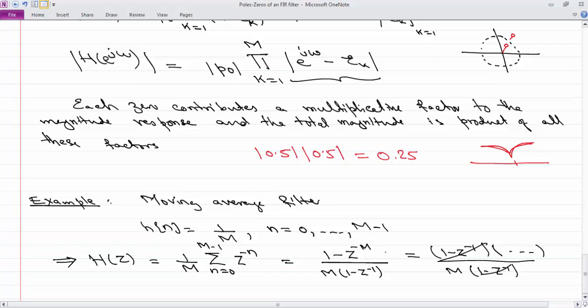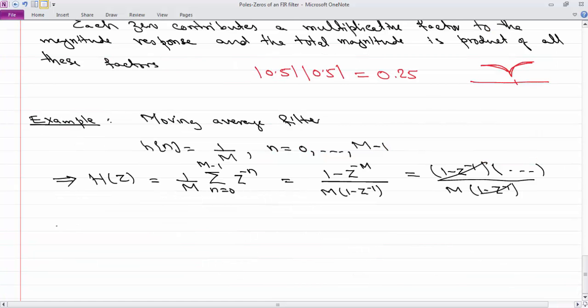And the other way to see it is that the numerator polynomial has M roots and the denominator polynomial has one root, and the numerator and the denominator polynomial share a root. So that's the common factor that gets cancelled. Okay?